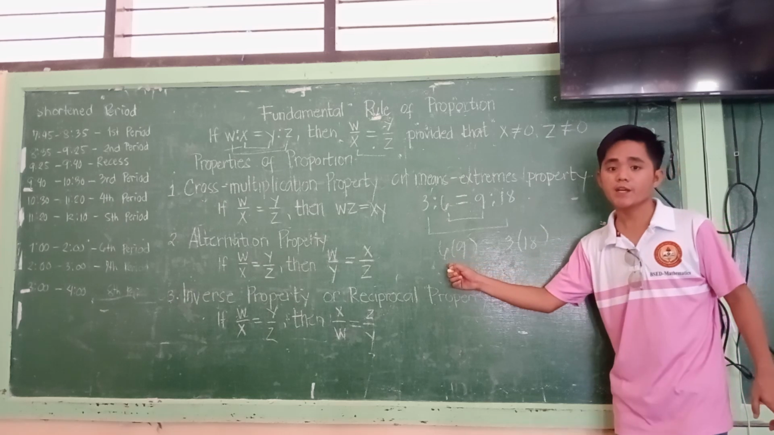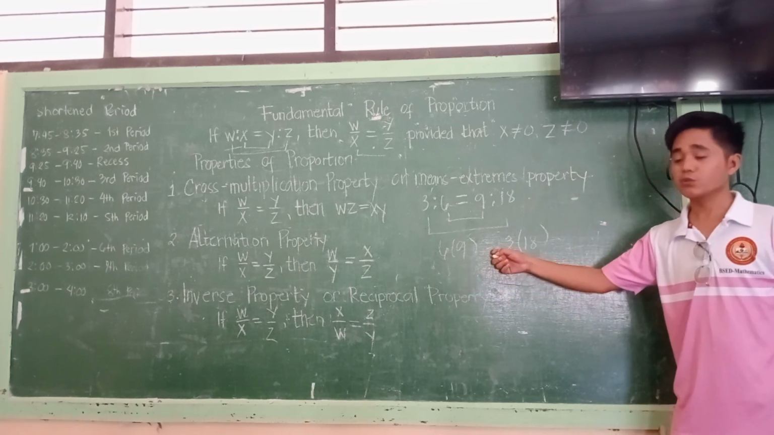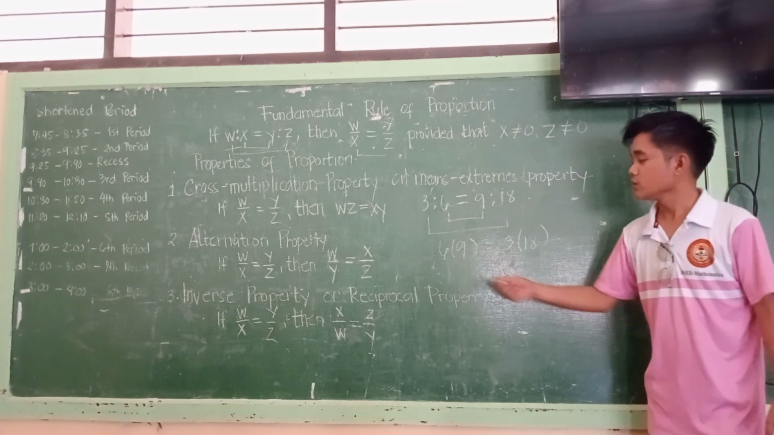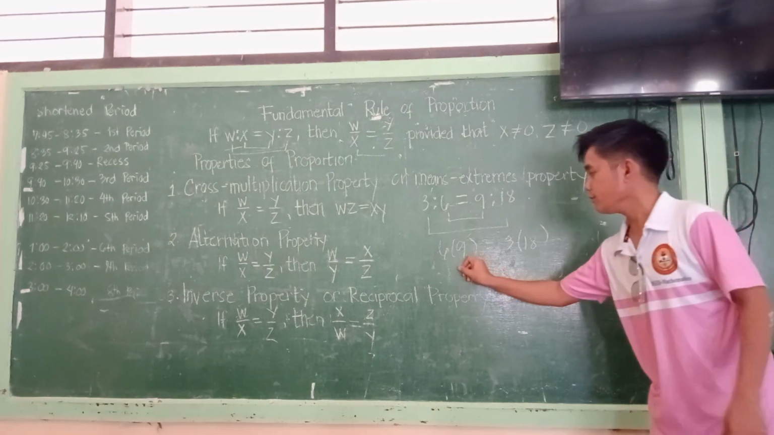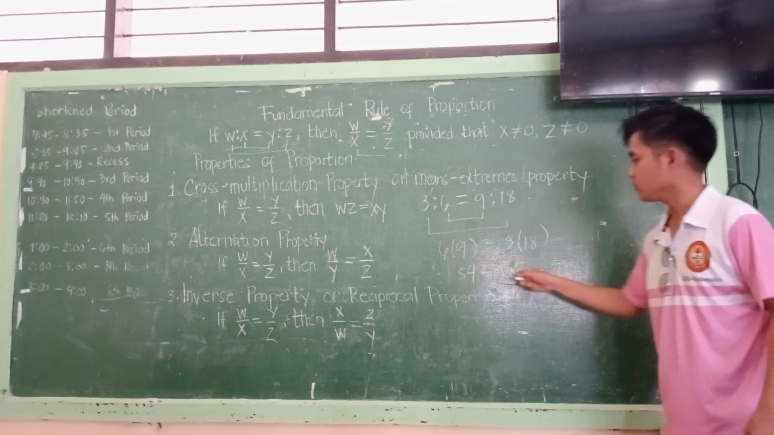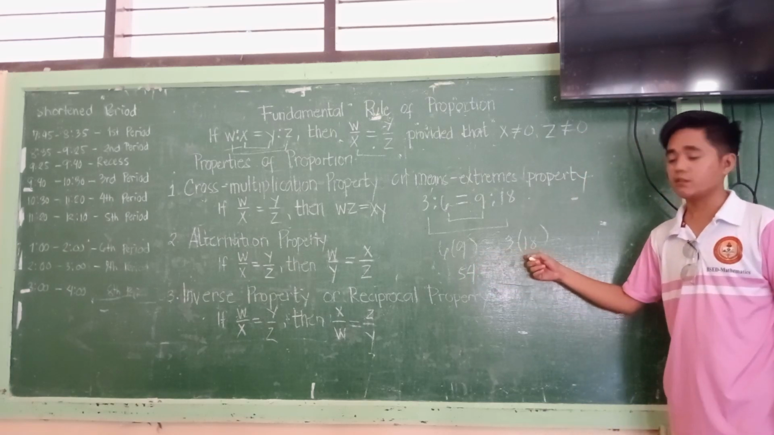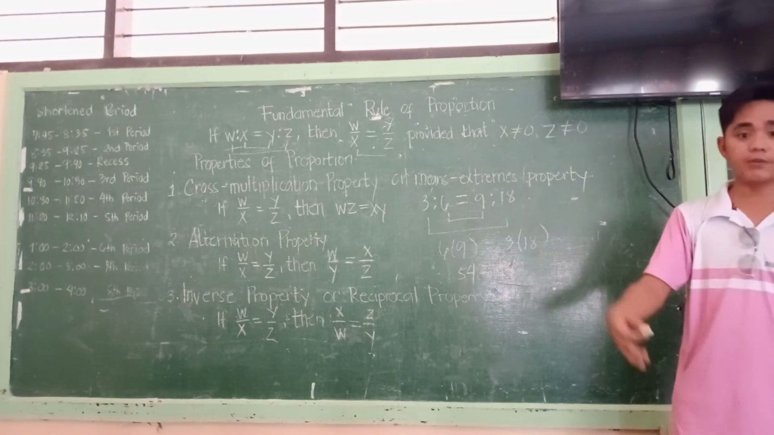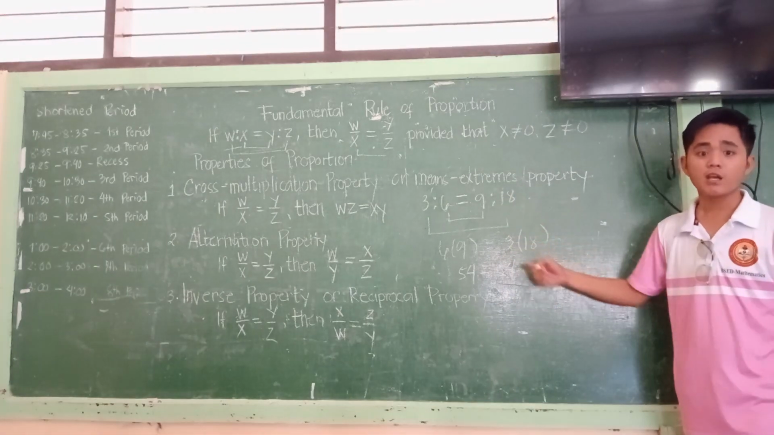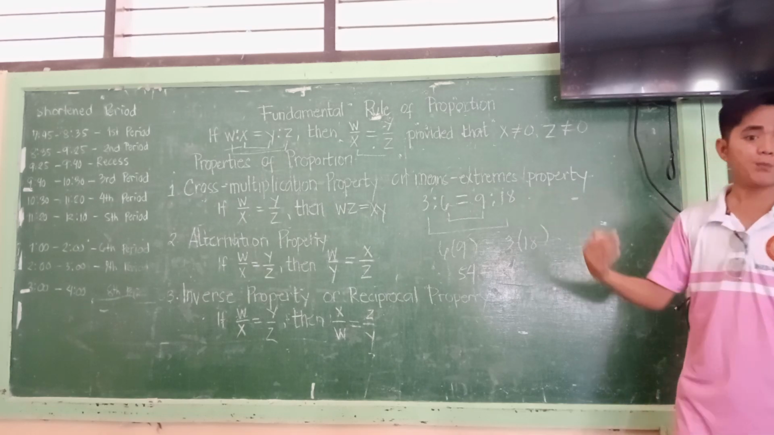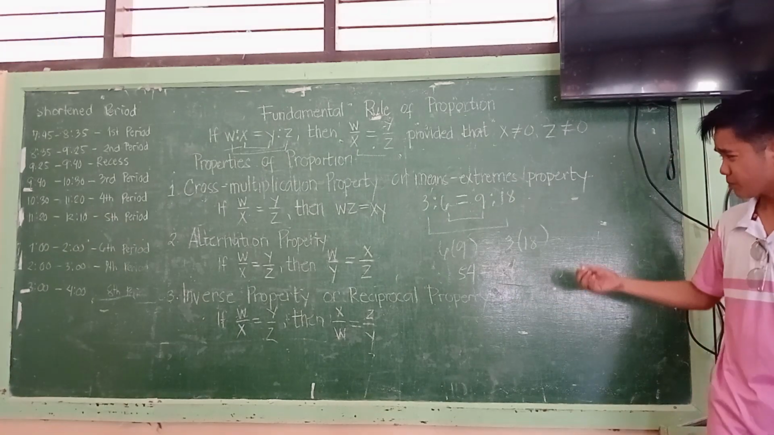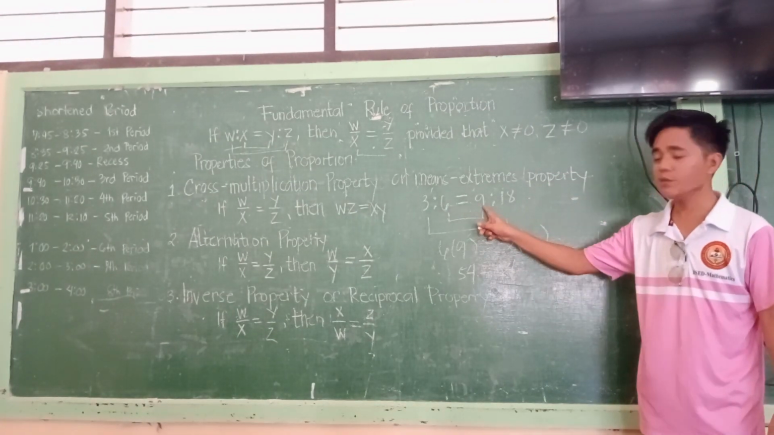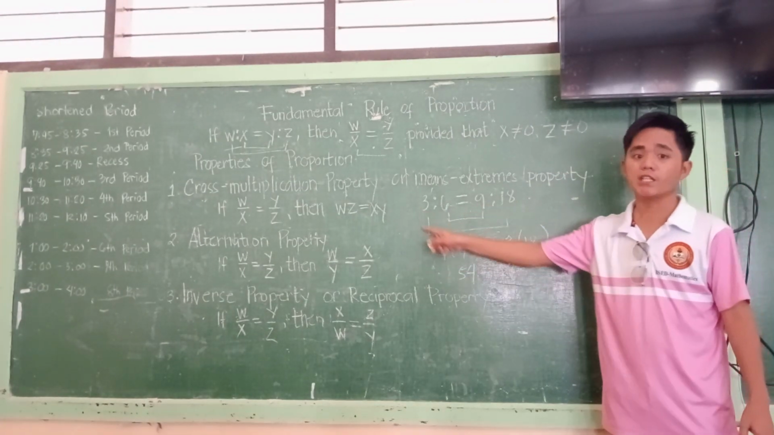So this is the product of the means is equal to the product of extremes. So you prove that they are equal. So 6 times 9 is equal to 54, which is equal to 3 times 18. 3 times 18 is also 54. So therefore, the first property has been proven by using an example proportion using the means extremes property, which states that the product of the means is equal to the product of extremes.